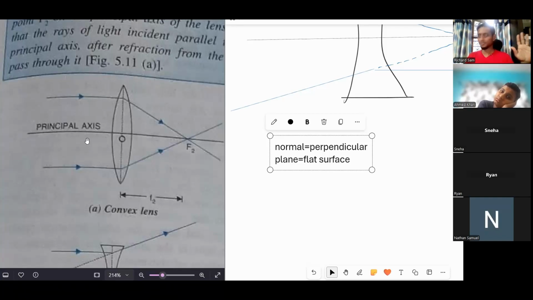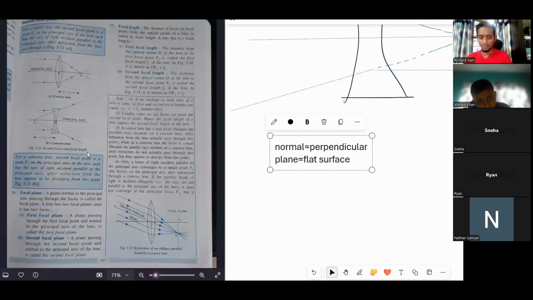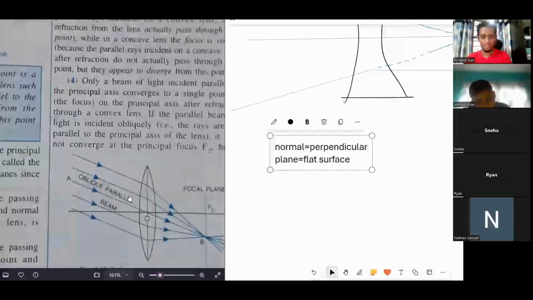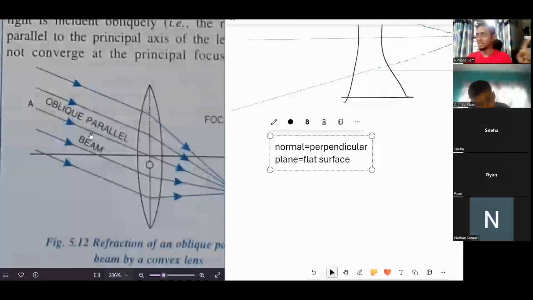And what am I saying? See, in this first case, the rays were parallel to each other and they were also parallel to the principal axis. They will meet at F2. But now the rays are parallel to each other, but not parallel to the principal axis. Like this. Look at this. This is the diagram. The rays are parallel to each other, but they're not parallel to the principal axis.